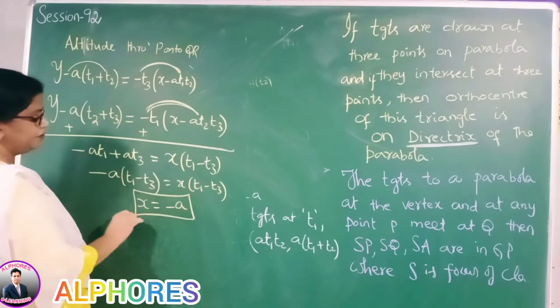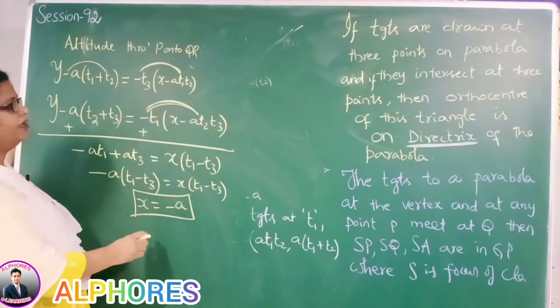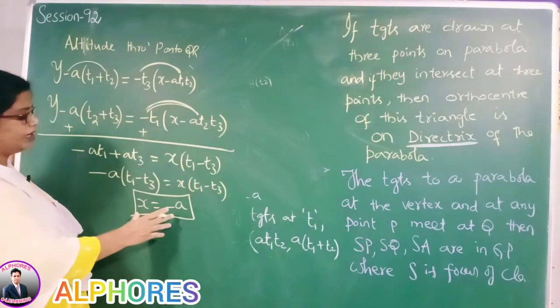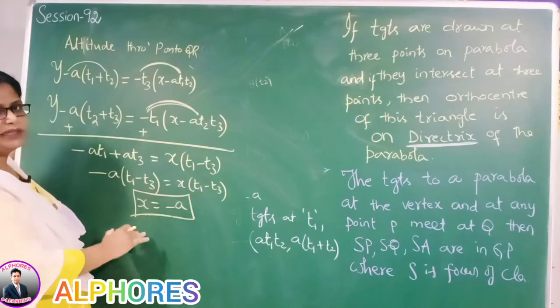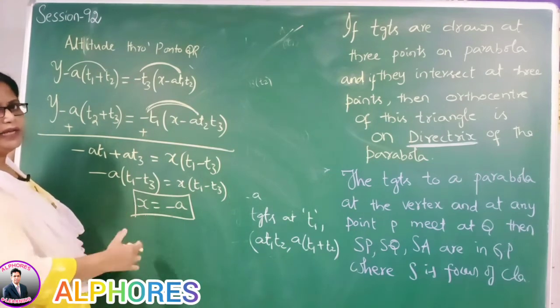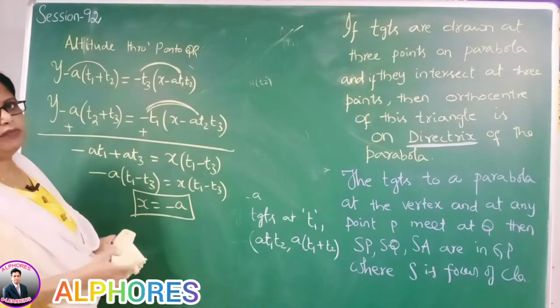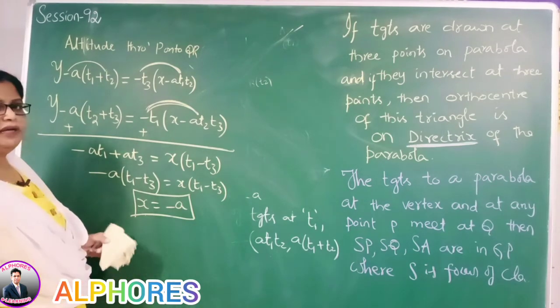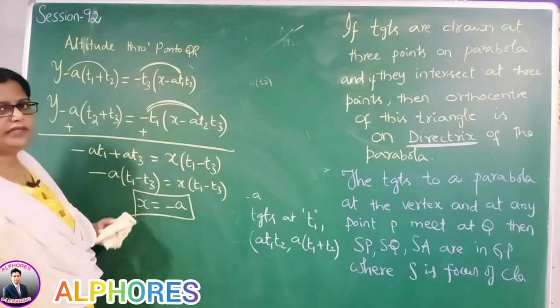Minus a. Therefore students, clearly you got for the orthocenter the abscissa value minus a, which implies the orthocenter lies on the directrix of whatever parabola we have chosen. What is the parabola we have chosen? y square is 4ax.